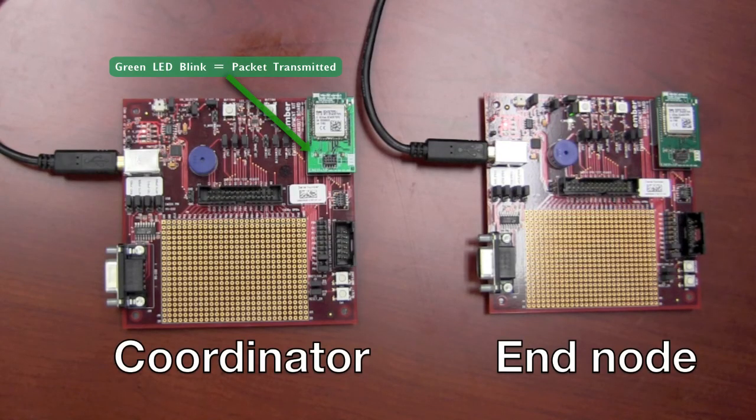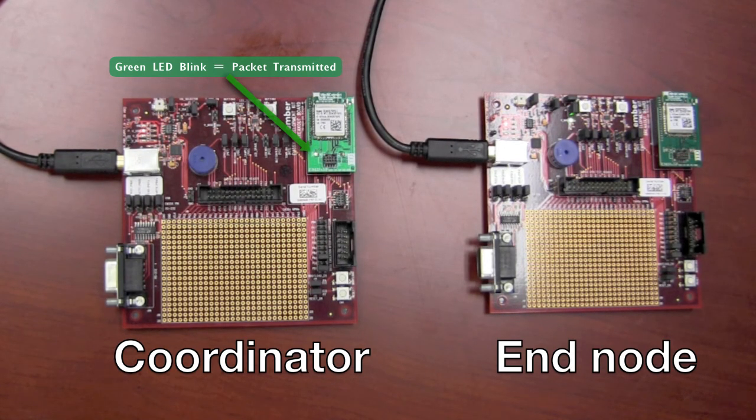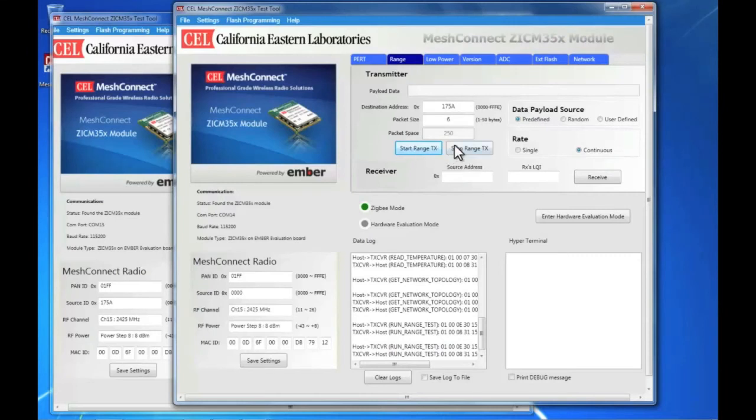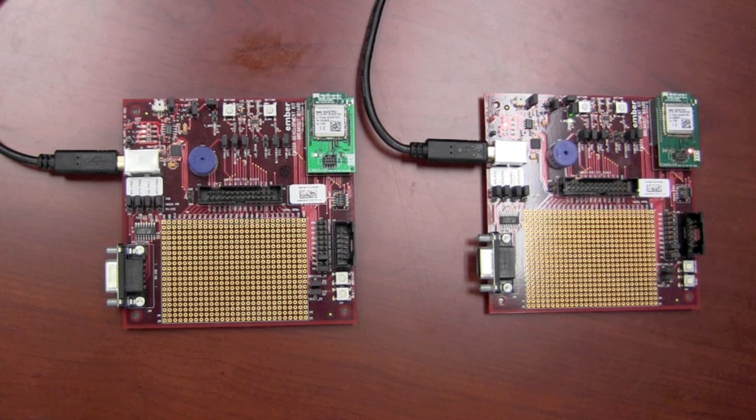As you can see on the coordinator module board, a green LED light is flashing, indicating that a packet is being transmitted. On the end node module board, a red LED light is flashing, indicating that a packet is being received. You can stop the range test by clicking on the Stop Range Test button. By stopping the range test, you can see that the LED lights stop blinking.